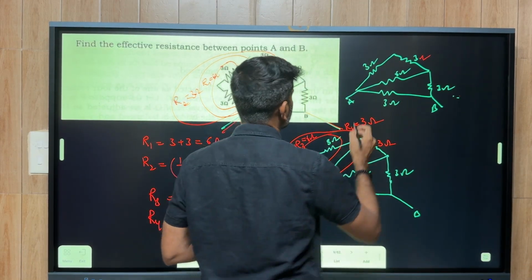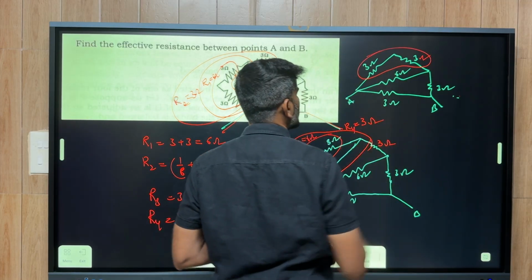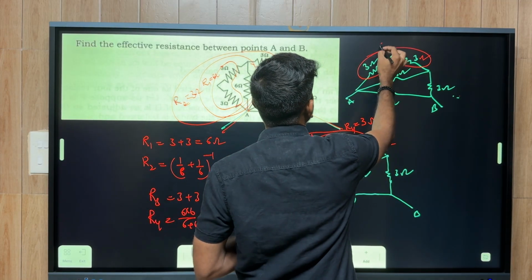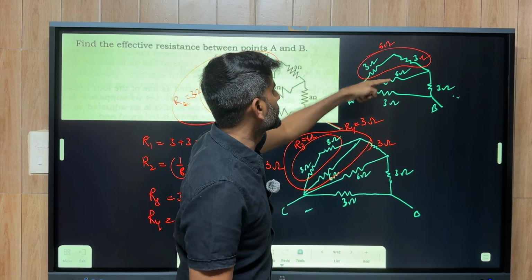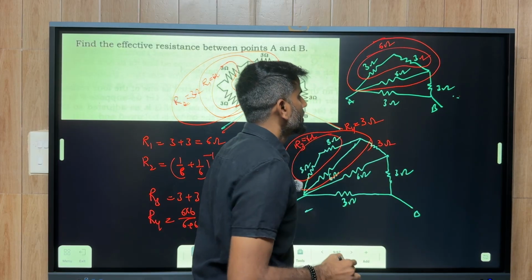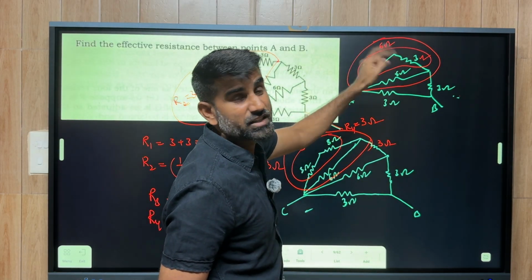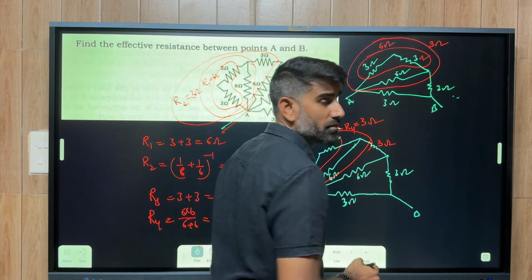Now, as I know, these 3 ohms and 3 ohms are connected in series. Now this will be 6 ohms. And these 6 ohms and 6 ohms are connected in parallel, as you can see. Now 6 and 6 will give us 3 ohm resistance. How much is it? 3 ohm resistance, right?